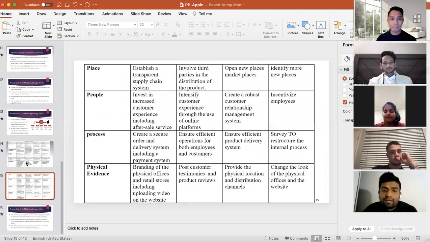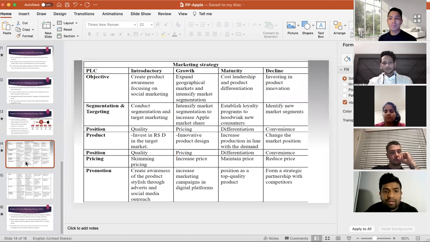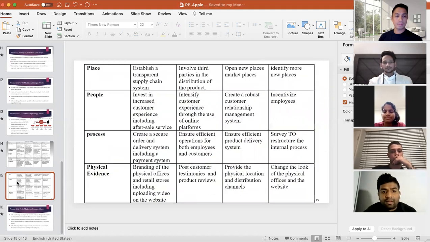In this chart, you can see some objectives of the 7 Ps of marketing and how they affect the introductory, growth, or maturity stage. For example, if we take pricing, Apple does price skimming. That means in the initial stage they will price the product higher, and then when new products come as competition, they will reduce the price like that. In the growth stage, as I said.